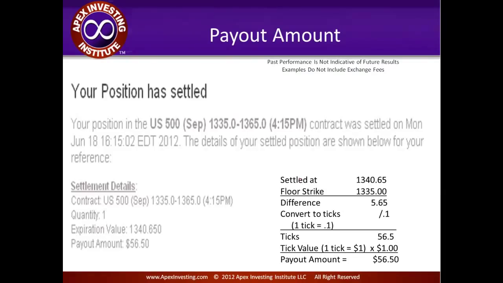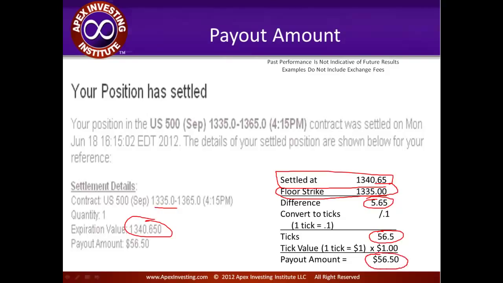Well, we know that the spread settled at 1340.65. We know the floor, which is what you use whenever you buy the spread, was 1335. The difference of that is 5.65. So we convert that into ticks, and what we get is 56.5 ticks. The tick value is $1 per tick, so you have a payout amount of $56.50.